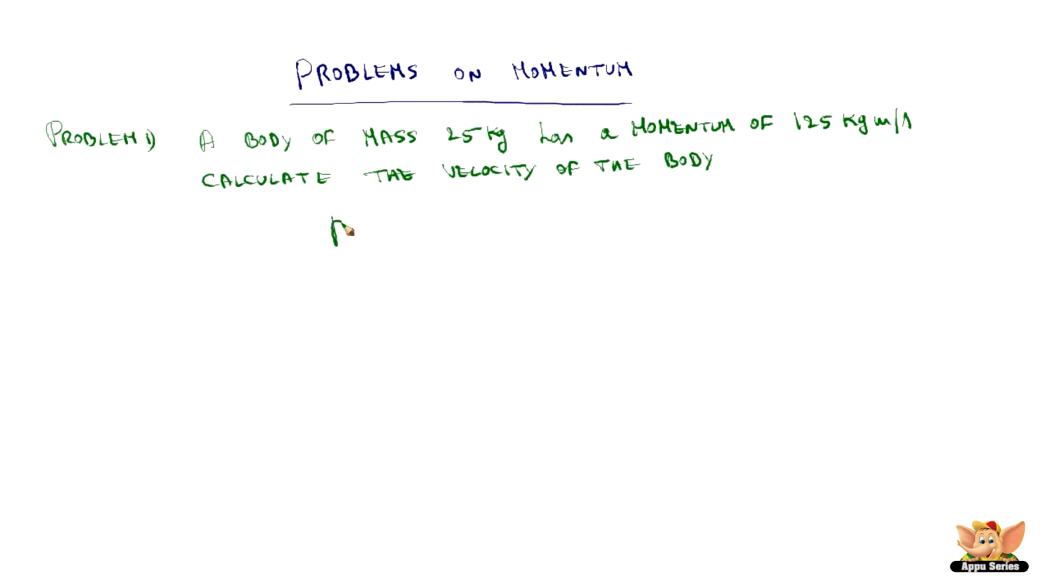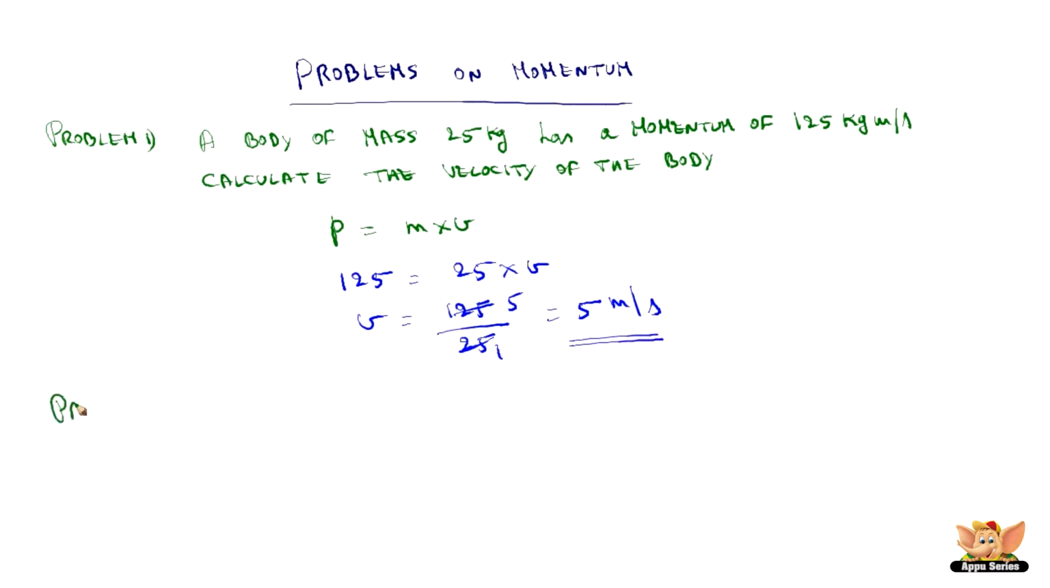We know P is equal to m into V. So now we know P is 125, mass is 25, and velocity is unknown. So V is equal to 125 divided by 25. So 25 ones, 25 fives, which is 5 meter per second.